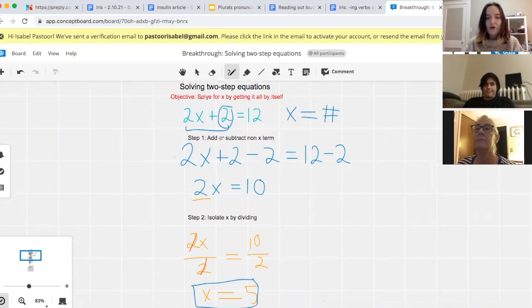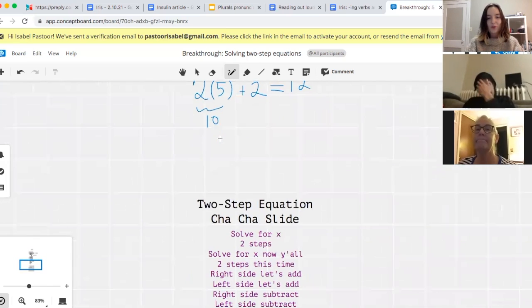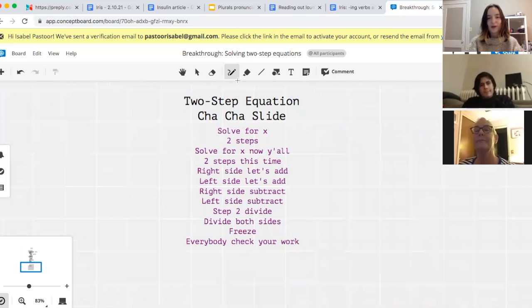Great. Okay, so now we're going to learn a song to help us remember how to solve the two-step equation. This is from Cha-Cha Slide. Are you all familiar with Cha-Cha Slide? Okay, great. So I'm going to sing it, and then we'll do it all together.